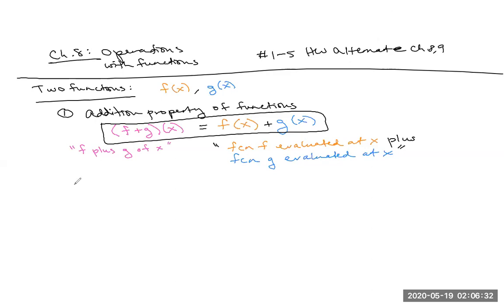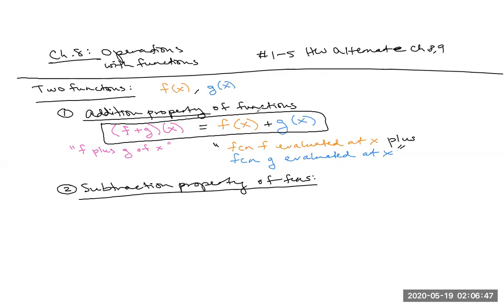Okay, the second rule, subtraction property of functions. So for this one, you're going to be taking f of x, subtracting g of x. And what that gives you is your new function, f minus g of x.